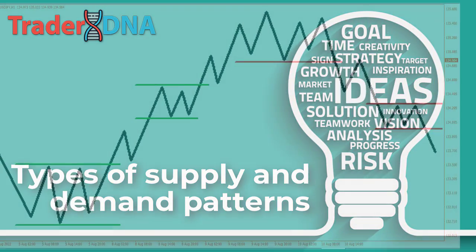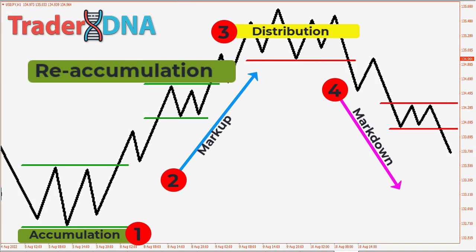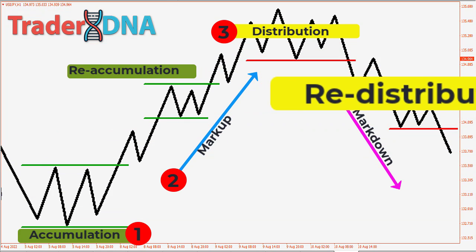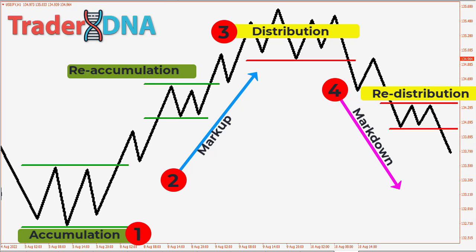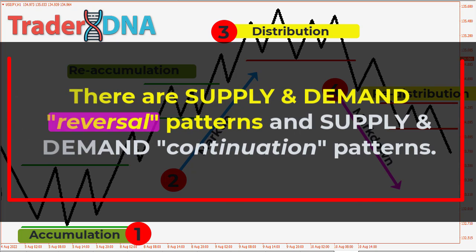Types of supply and demand patterns. It's important to understand that there can be several periods of accumulation during an uptrend and several periods of distribution during downtrends. This means that, just like in classic technical analysis price patterns, there are supply and demand reversal patterns and supply and demand continuation patterns.